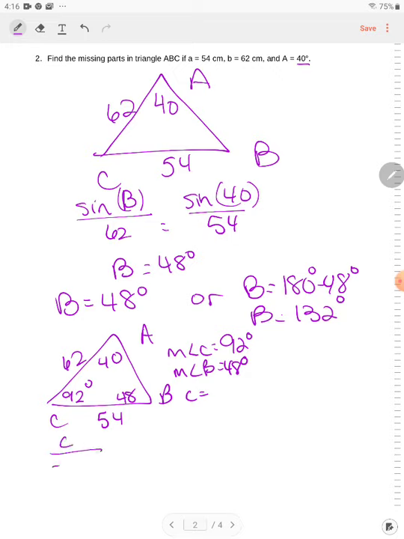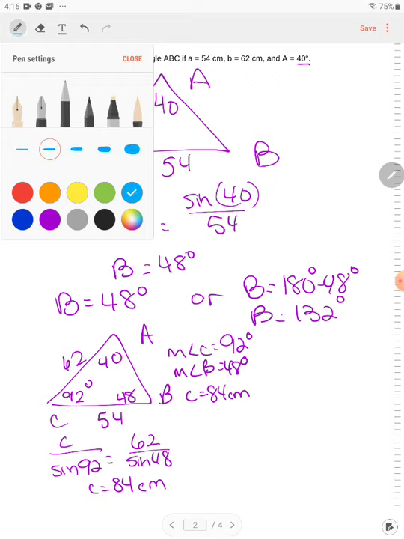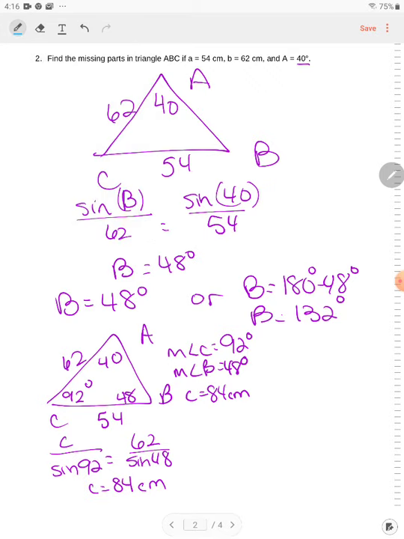So what I'm looking for is the length of side c. So c over sine of 92 is equal to 62 over sine of 48. Doing the math, we get c is equal to 84, and our units are centimeters. So that's one triangle we can have. Now let's draw a second triangle, assuming that B is 132 degrees. That's an obtuse angle, so we will make that angle look obtuse. Let me redraw that triangle there.